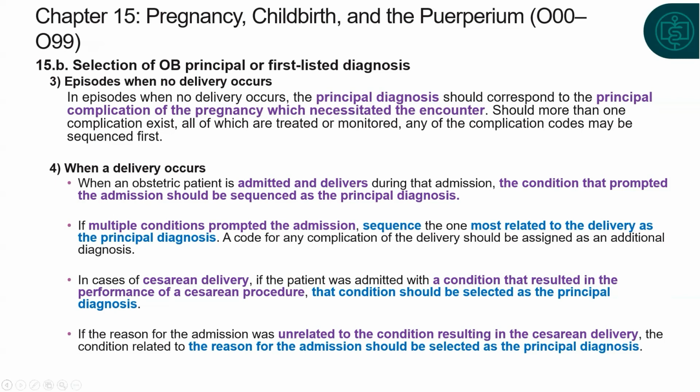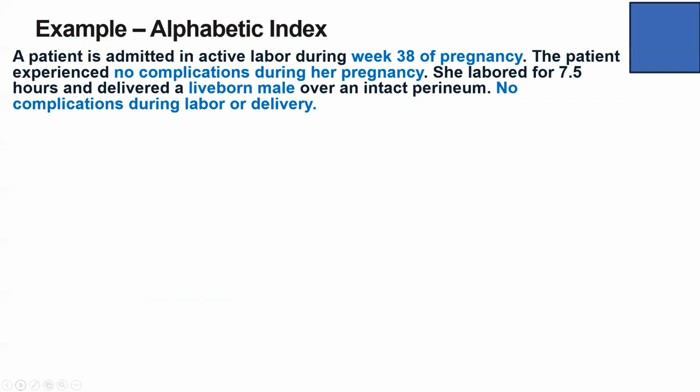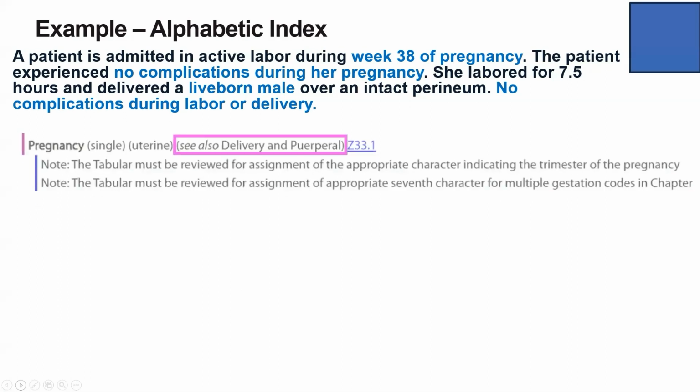Again, we're going to look at some examples of these. Our first example is a patient admitted in active labor at week 38 of pregnancy. The patient experienced no complications during her pregnancy. She labored for 7.5 hours and delivered a live-born male over an intact perineum. No complications during labor or delivery. So this looks like the perfect scenario where we're going to have an uncomplicated O80 code.